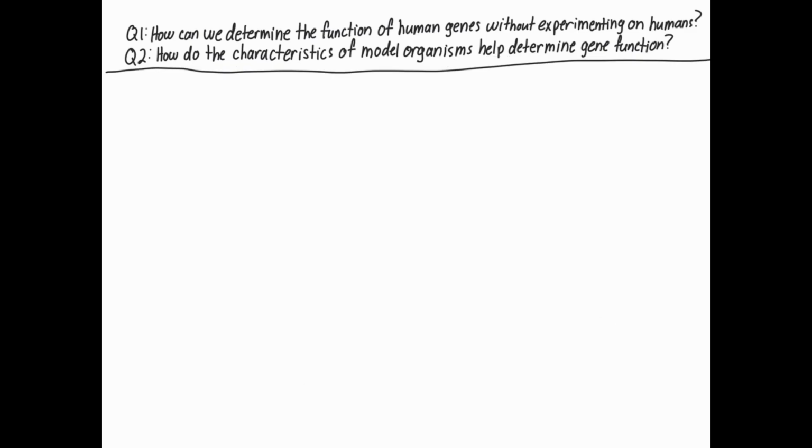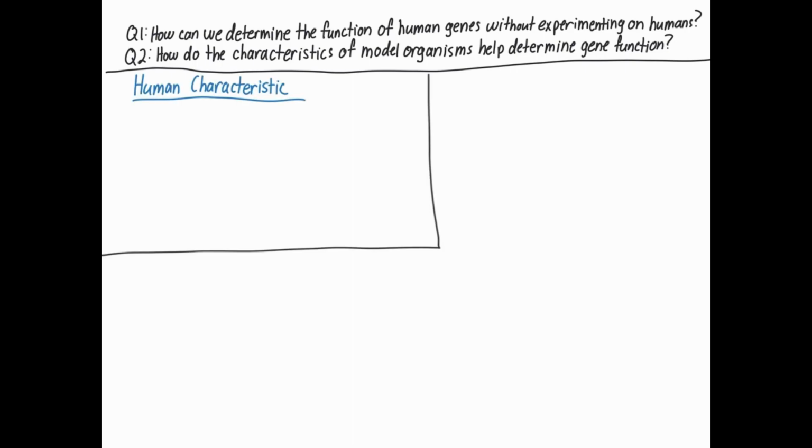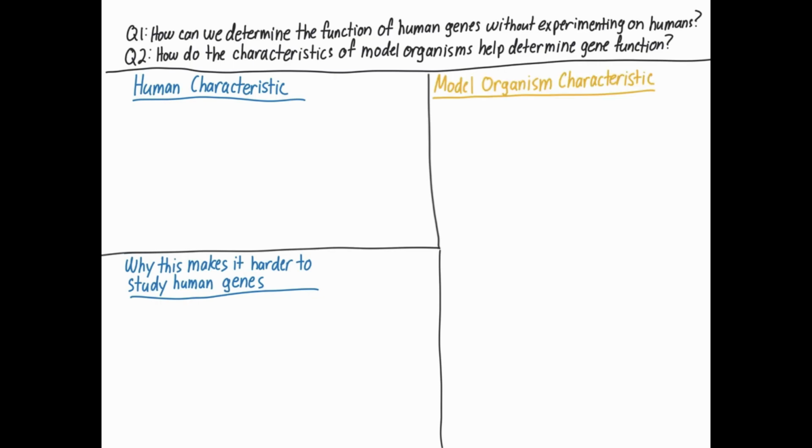We'll approach model organisms and their usefulness in the following way. First, we'll look at the characteristics of humans, which will appear at the upper left, and we'll look at why these characteristics make it harder to study human genes, which will appear at the lower left. Characteristics of model organisms will appear at the upper right, and why these characteristics make them useful for studying genes will appear at the lower right.